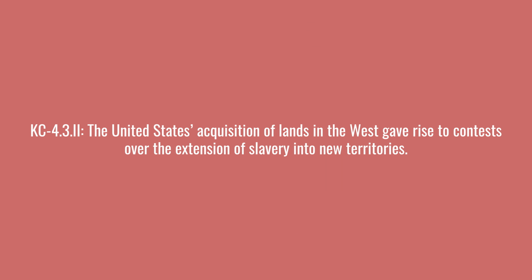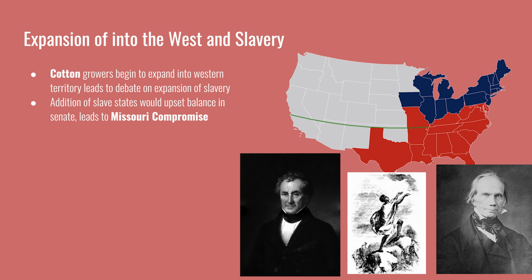The last key concept covers the reasons for the expansion of slavery into the West. The United States' acquisition of lands in the West gave rise to contests over the extension of slavery into new territories. Cotton growers continue to move westward as the land in the Southeast is exhausted of its nutrients. As they move west, they're also taking enslaved people with them, which leads to this debate about whether or not slavery will be allowed in the Western territories.